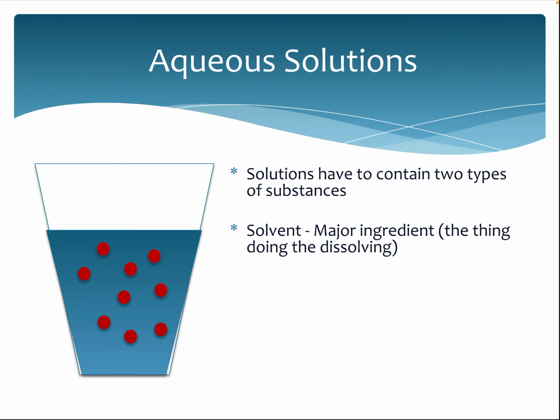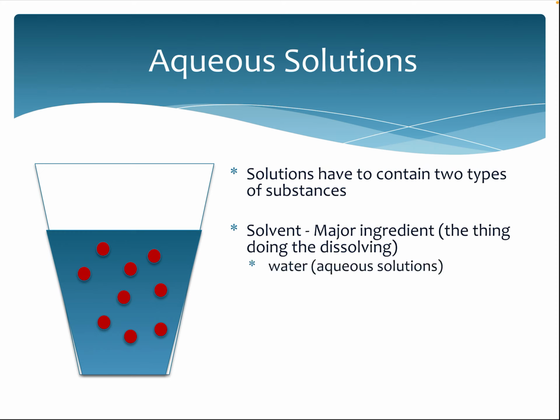Most things that we deal with, the solvent is water. Water is sometimes called the universal solvent because it can dissolve lots and lots of things. But that is the thing that you'd say is the major ingredient. Like when you dissolve salt in water, there's plenty of water and just a little bit of salt. So the solvent is the water. That's the thing that does the dissolving.